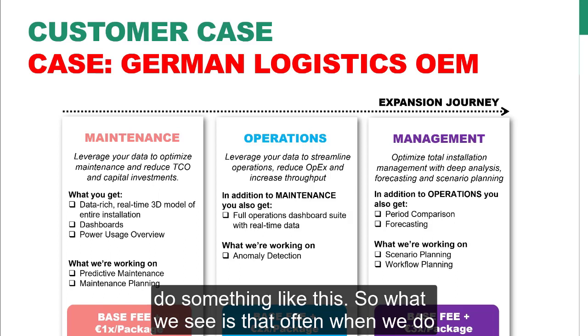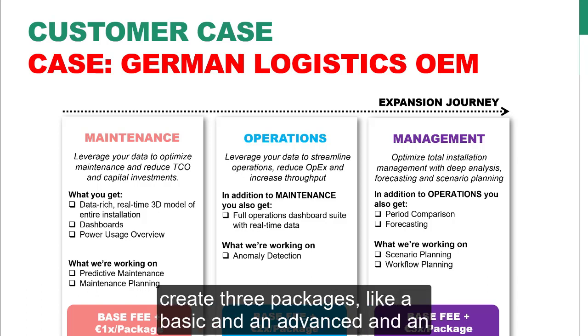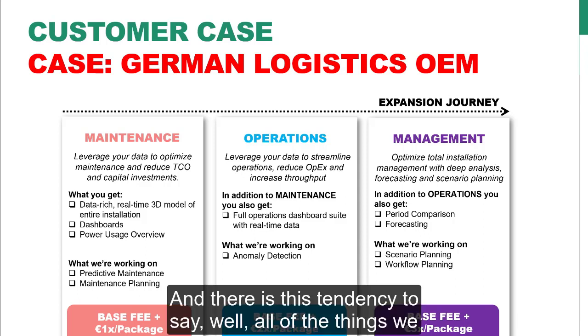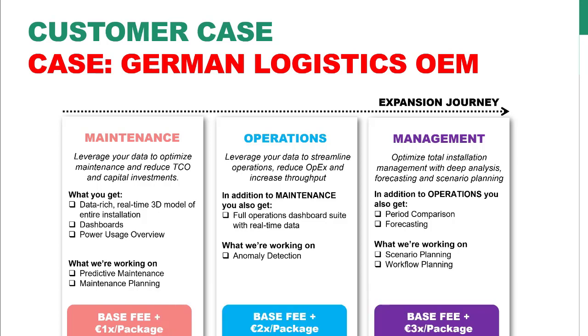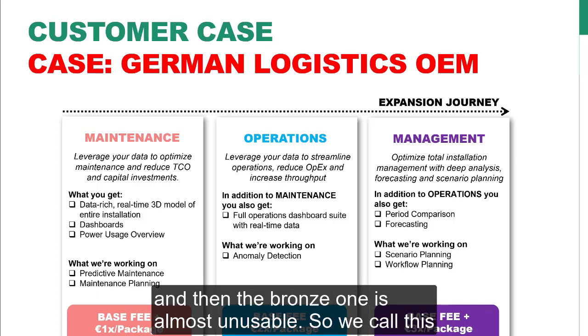So what we see is that often when we do packaging, we have this tendency to say, well, we're going to create 3 packages, like a basic and an advanced and an enterprise, or gold, silver, bronze. You know the kind. And there is this tendency to say, well, all the best features are in the gold package, and then silver is lacking some of the more advanced ones, and then the bronze one is almost unusable.